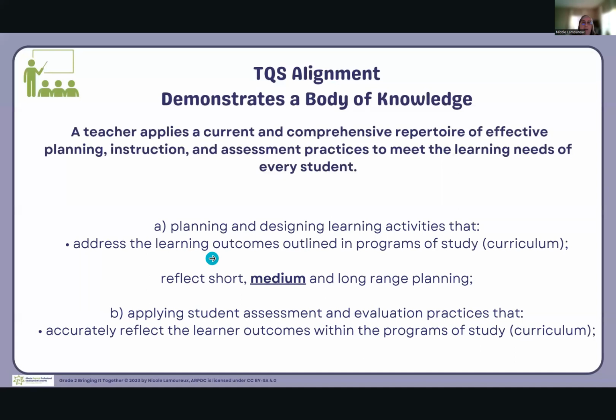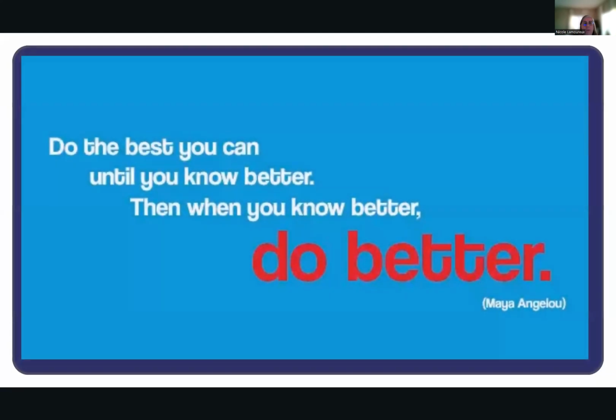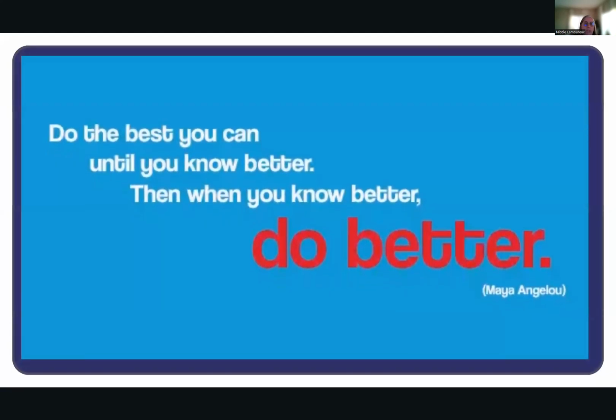And then I often see a lot of resources out in terms of sample lesson plans or scopes and sequences. But what I didn't really see, or a gap that I saw, was with medium range planning. And this is in our TQS as well. So that is something that we're expected to do, which is like a unit plan. Okay. So we're all learning together and we're in this together. And so I'm going to use the wisdom of Maya Angelou for this, is that we're doing the best we can.